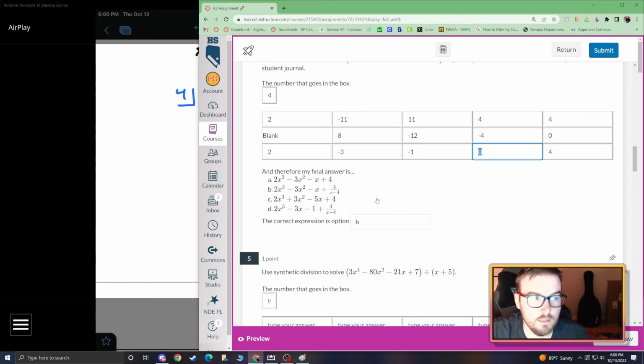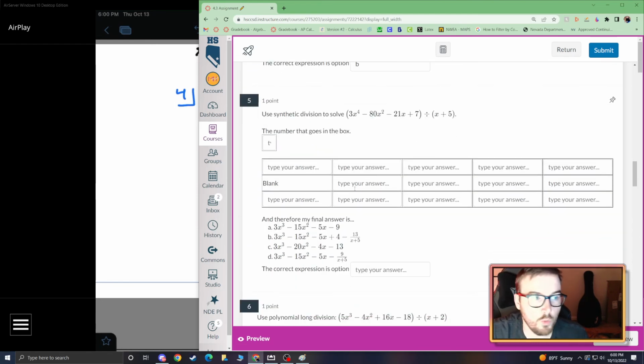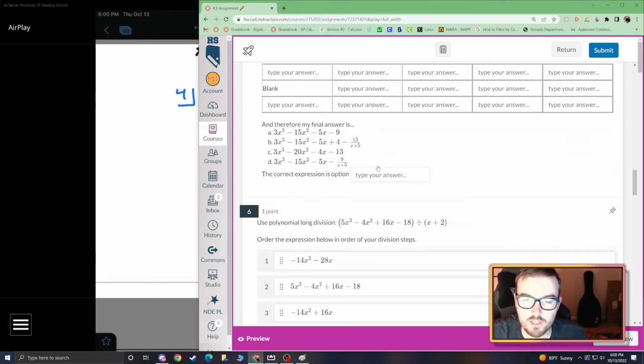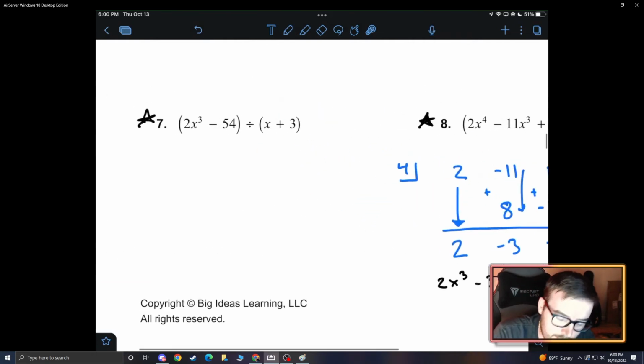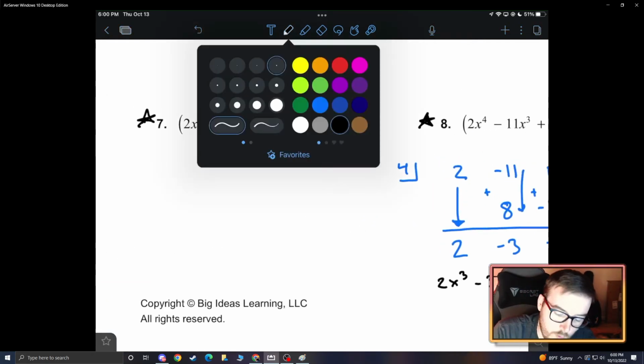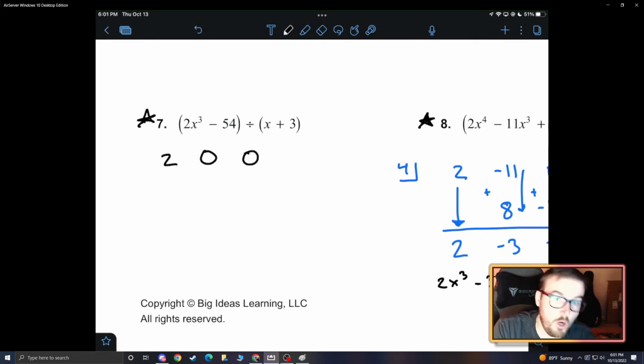Let me do one more. And then from here on out, I'll do one more synthetic division, and then you'll try this one, and then the rest of the assignment is yours. So let me do one more synthetic division with you. Let's look at number 7. What do you think we're going to have to look out for in number 7? Missing terms. We've got a 2x cubed, a 0x squared, a 0x, and a minus 54.